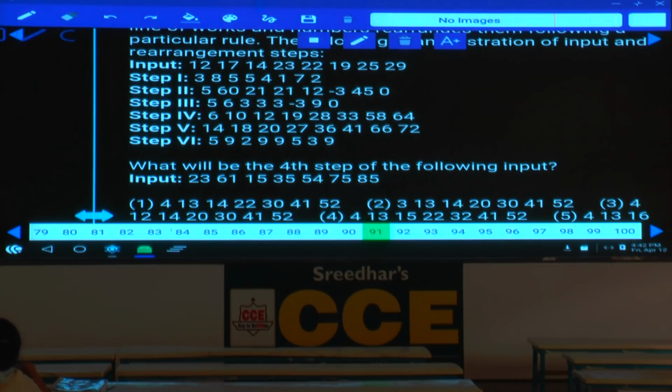Then step 1 to step 2, tell me what the logic is here. Now 3 and 5, 8 and 60. 8 and 60 is the key number here. 8 and 60 means 8. 8 square is how much?